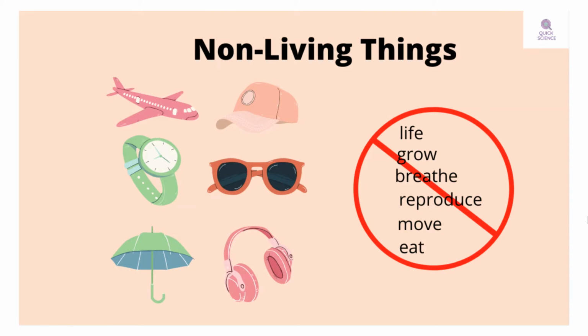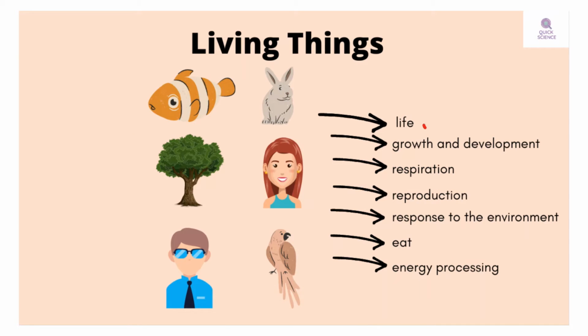Now let's see what are the characteristics shown by living things. All the living things have life. They grow and develop in their lifespan. They respire, that means they breathe. They reproduce, that means they give birth to young ones. They show response to their environment, that means if there are any changes in climate, weather, they will show some response to the environment. They eat, and they have metabolic processes in them. That means they convert the food into energy.